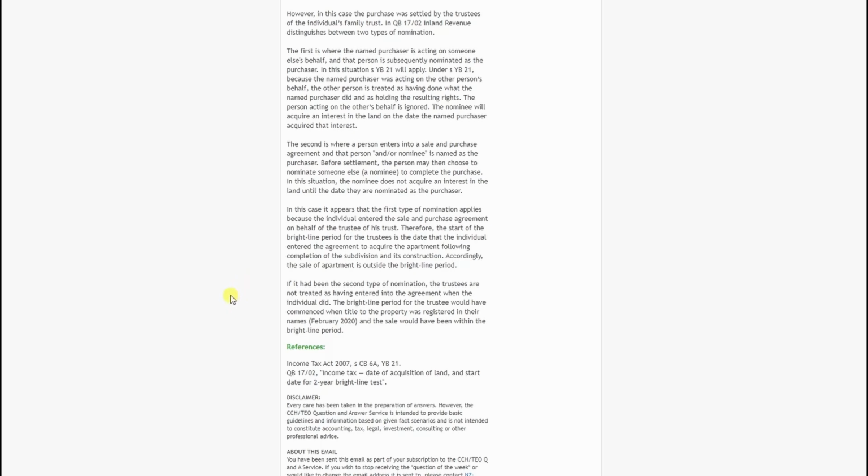If it had been the second type of nomination, the trustees are not treated as having entered into the agreement when the individual did. The bright line period for the trustees would have commenced when title to the property was registered in their names, and that's February 2020, and the sale would have been within the bright line period. So very important to look at those two potential different ways, by the way that the contract was entered into, and the nominees were specified at that initial stage. So just take note of that.